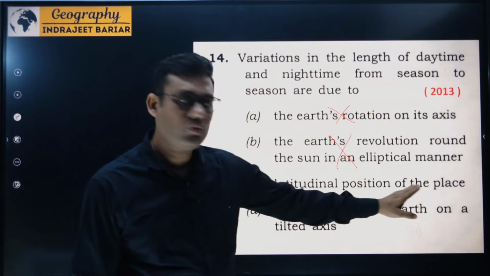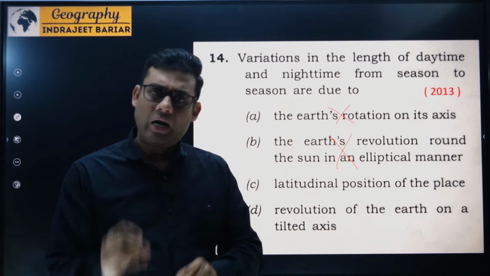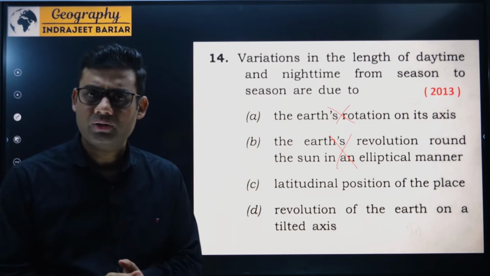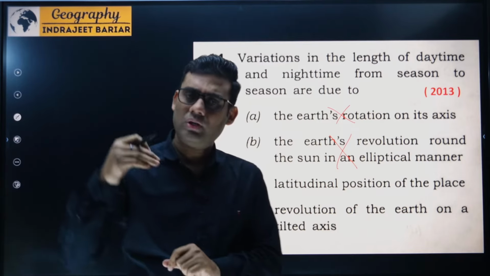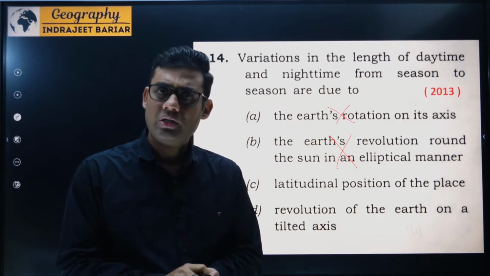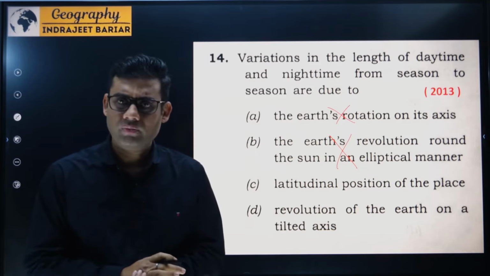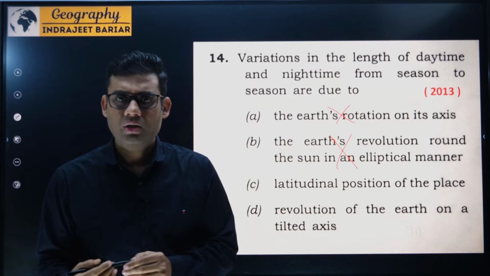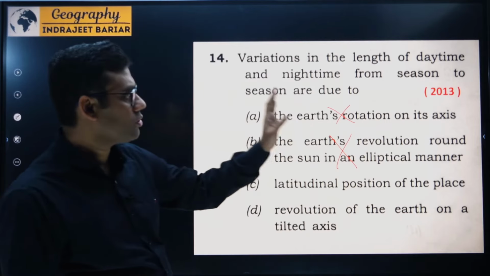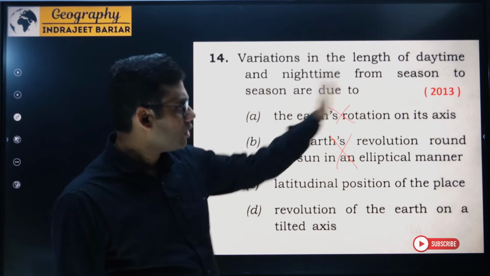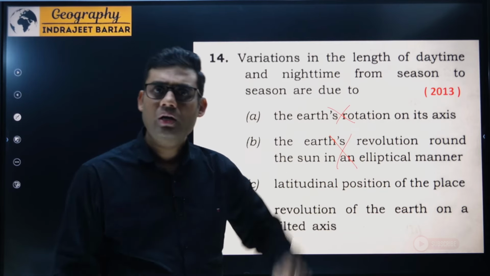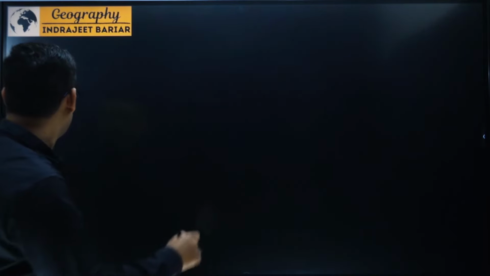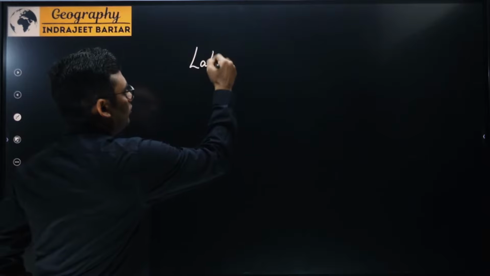Third, that is the latitudinal position of the place. Now, latitudinal position of the place, this straightforwardly cannot be the answer, because whether latitude changes or not, seasons are according to hemisphere. The whole of the northern hemisphere has summers, the whole of the southern hemisphere has winters. So latitudinal position is not going to impact the variation in the length of daytime and night. Yes, of course, one thing is going to happen with respect to the latitudinal position.